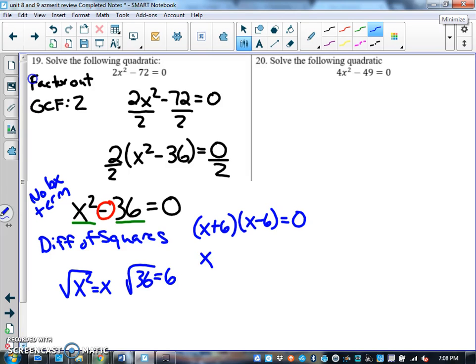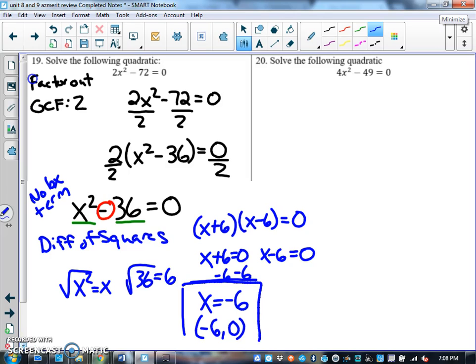I can then set both factors equal to 0. x plus 6 is equal to 0. x minus 6 is equal to 0. Solving for x, in one of the equations, I'm going to subtract 6 from both sides. x is equal to negative 6. That's also going to give me the x-intercept of (-6, 0). So that would be one of my answers. The other answer, depending on what my problem's looking for, is I would add 6 to both sides, and I would get x is equal to 6. That's going to give me an x-intercept of (6, 0).